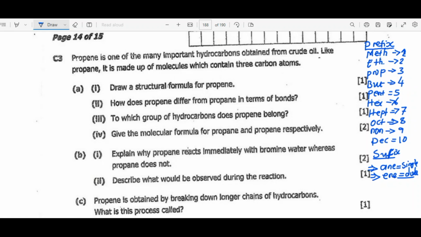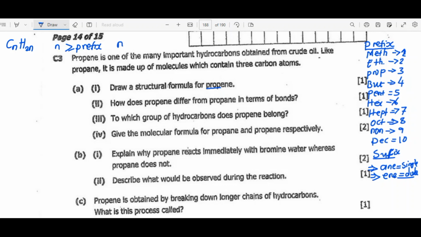Now let's have a look at question A1. Draw a structural formula for propene. Now for us to come up with this, first we need to make the molecular formula, then we'll look at the structural formula. So begin by writing the general formula. So the general formula is CnH2n, where n represents the number of carbons. So now let's look at the word prop.